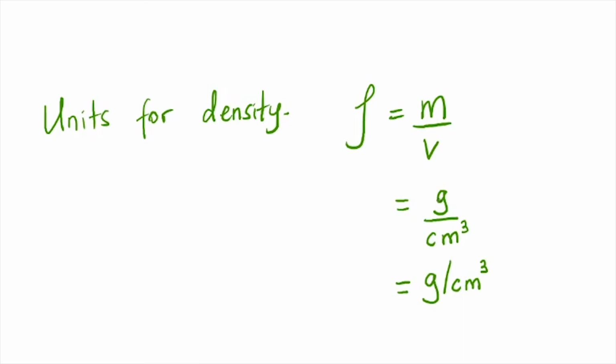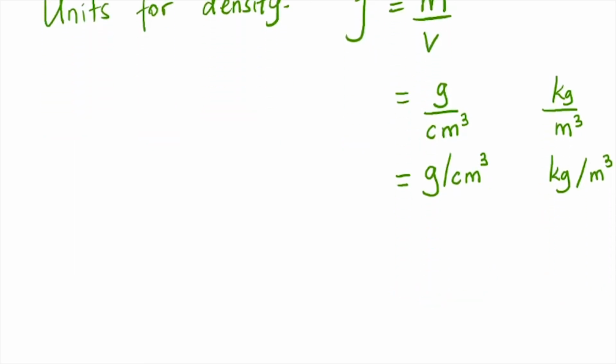Now, sometimes this mass can be measured in kilograms. So if it is kilograms, divide that by meters cubed. So it would mean that the units will be in kilograms per meters cubed, like that. Now, sometimes you will find that this grams per centimeters cubed is written as grams per cc. This cc means cubic centimeters. It's the same as this.